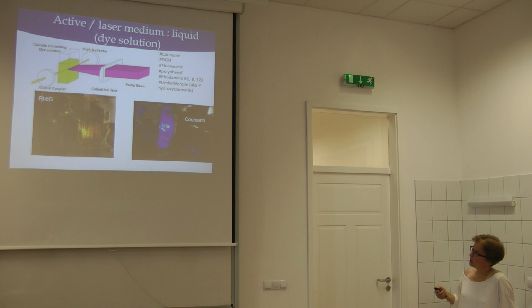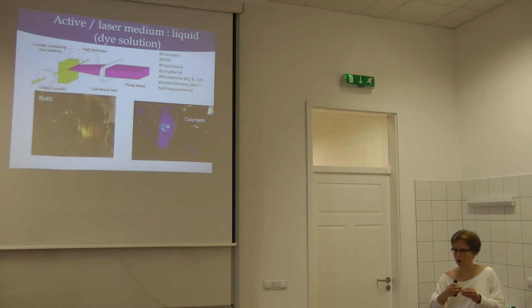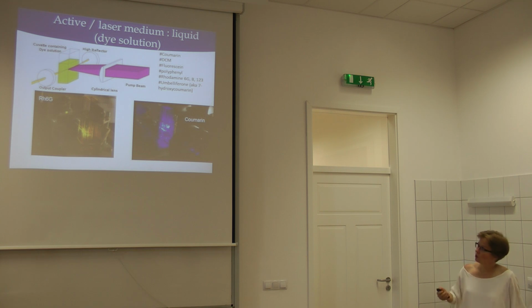The way a dye laser is usually pumped is by another light, another beam, very often another laser. So basically you would have one mirror at one end, another mirror on the other end, and between the two you have the cuvette with the solution, and you pump it with another light beam. Often you focus this light beam with a cylindrical lens, which provides you a line in the focus. It's just a line, so actually in this volume you have the dye molecules pumped up to the excited state, and then they will be lasing. Just a few examples of dyes.